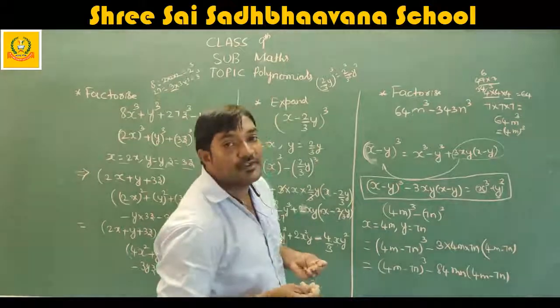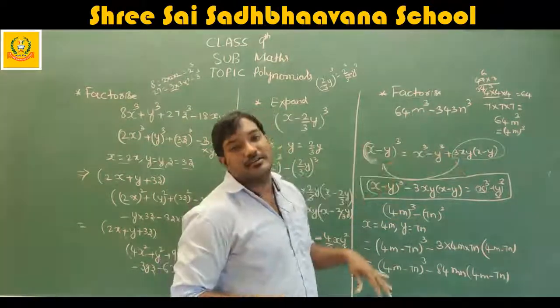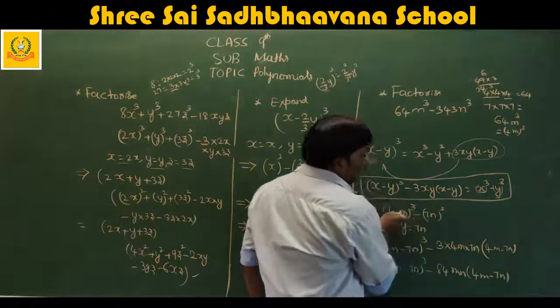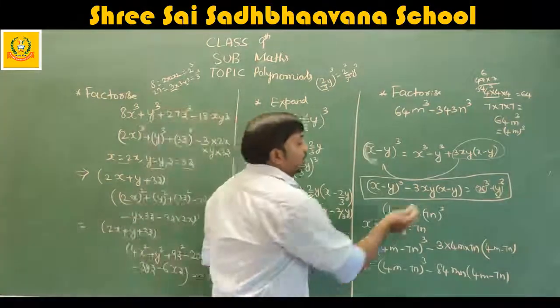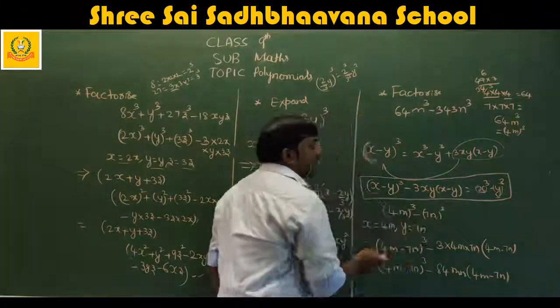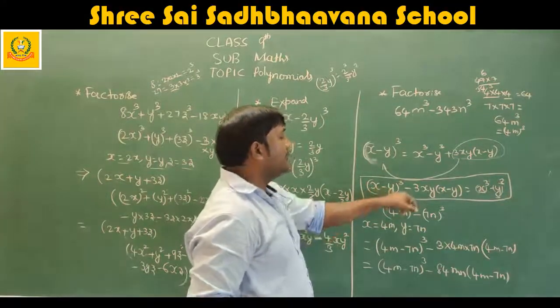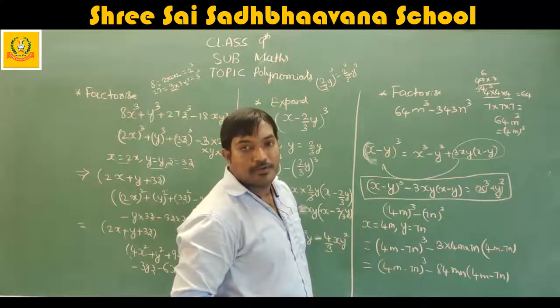After writing it, what is the first step we have to do? We have to compare this with the identity and find x and y values. So when you compare this with x cube, in the place of x we have 4m. So x is 4m. Similarly, in the place of y we have 7n. So y is 7n. So what is the identity? We have (x minus y) whole cube. So (4m minus 7n) whole cube, correct?